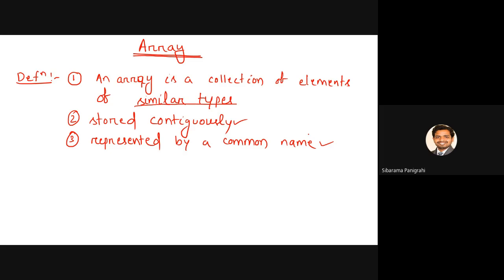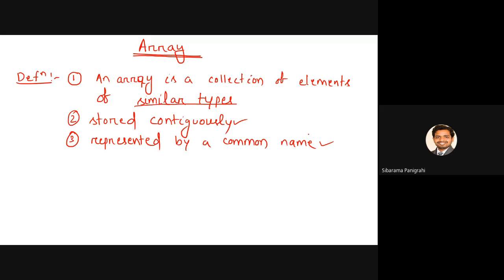Suppose I ask you to store your roll number. What will you do? You will declare an integer variable, right? Roll number. Next, if I ask you to store the roll number of 5 students, 5 of your friends, what will you do? You will declare 5 variables: roll 1, roll 2, roll 3, roll 4, roll 5. Then you can store the roll numbers of your 5 friends and display them also.